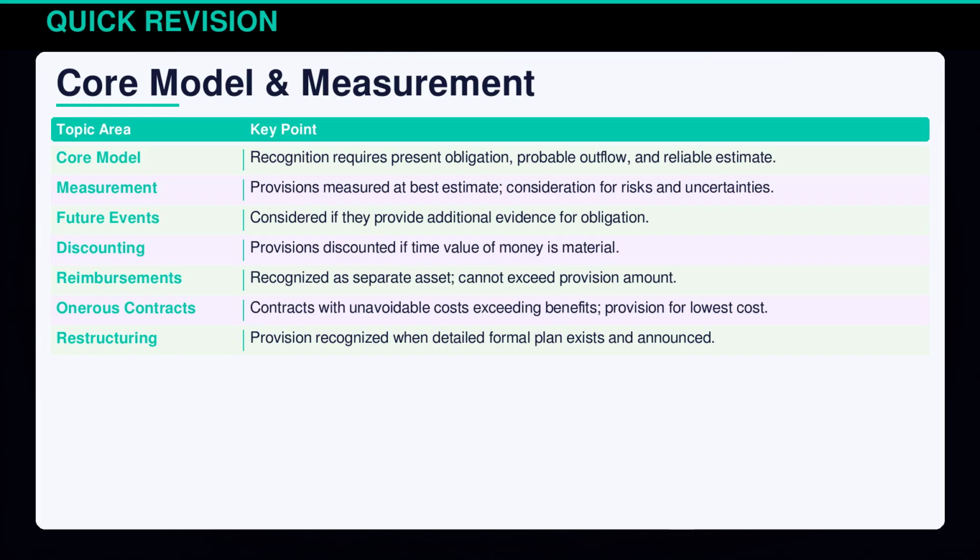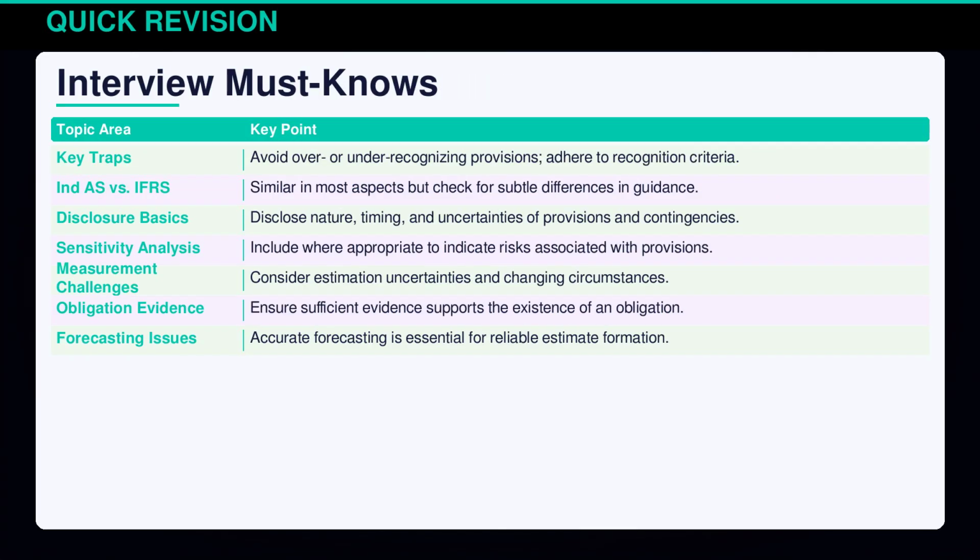Restructuring needs a detailed and announced plan for recognition. In interviews, highlight the importance of meeting recognition criteria to avoid inaccurate provision reporting. Be aware of subtle differences between Indian accounting standard and international financial reporting standards. Disclosures must cover provision nature, timing, and uncertainties. Sensitivity analysis is vital for understanding provision risks. Measurement involves dealing with estimation uncertainties and dynamic circumstances. Have strong evidence for obligations, and accurate forecasting is crucial for forming reliable estimates.